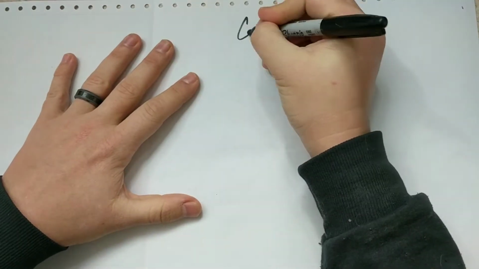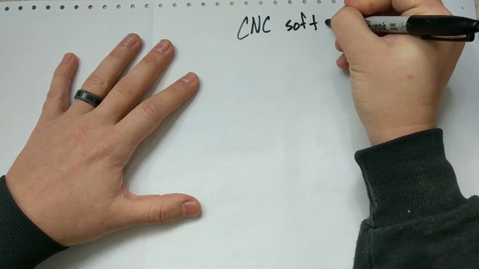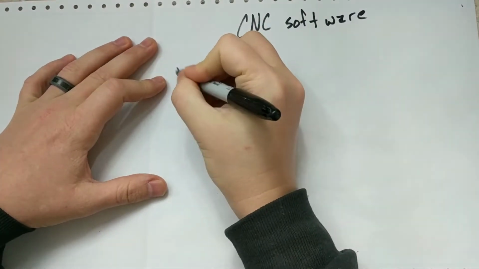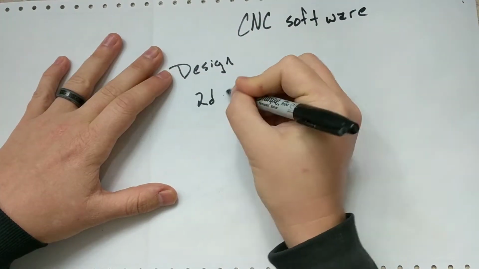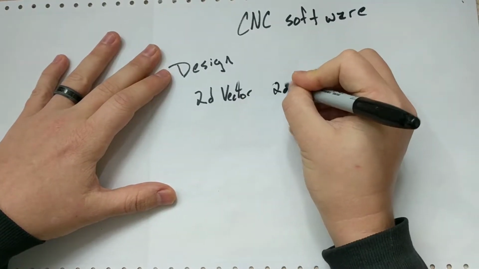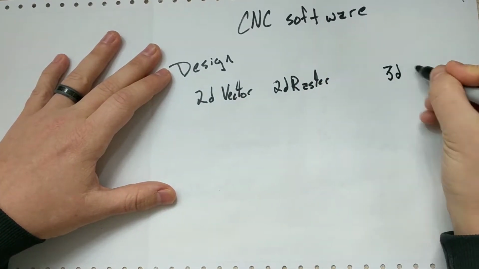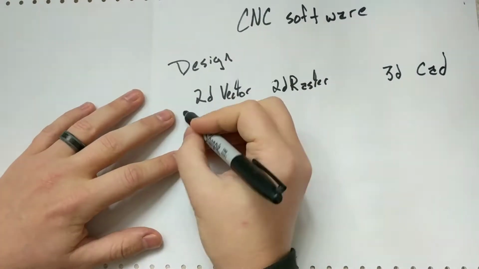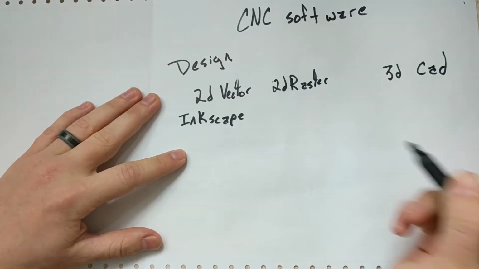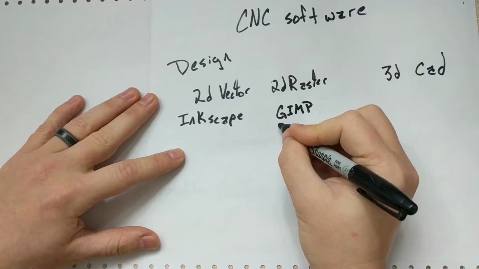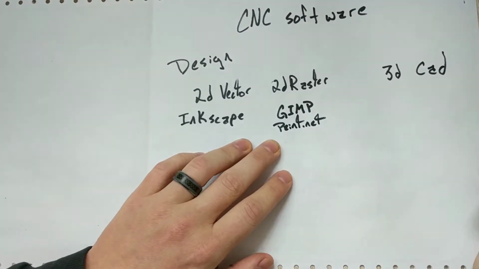So the first step is the design software. And design can be split into 2D vector, 2D raster, or 3D CAD. I try to use all open source software. So for 2D vector I use Inkscape, for 2D raster I use either GIMP or Paint.net, and for 3D CAD I use Blender and OpenSCAD.